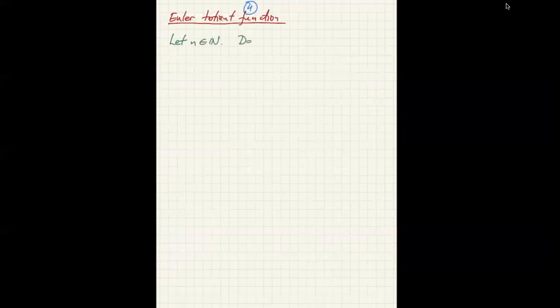Let's go now to number theory, and let's talk about some famous function, the Euler totient function, or phi function. So what is this function? So let n be a natural number and define phi of n as the number of all natural numbers a such that a is between 1 and n, and the GCD of a and n is 1.